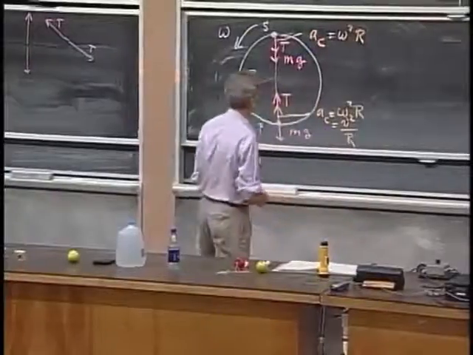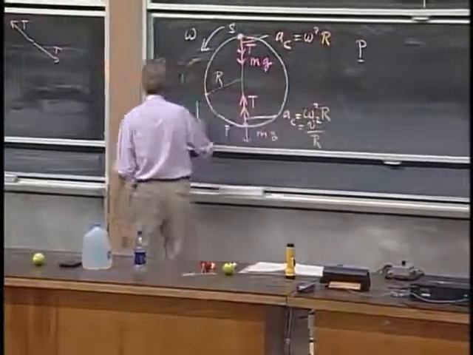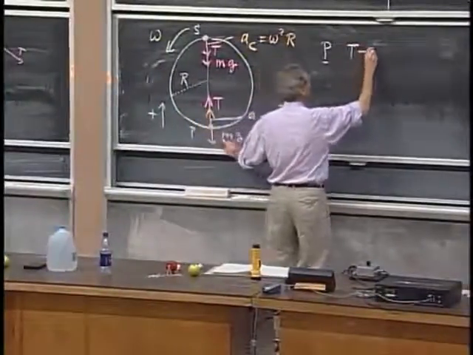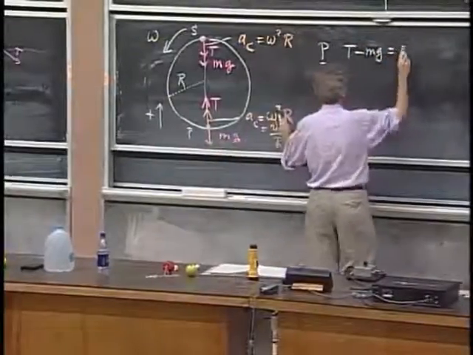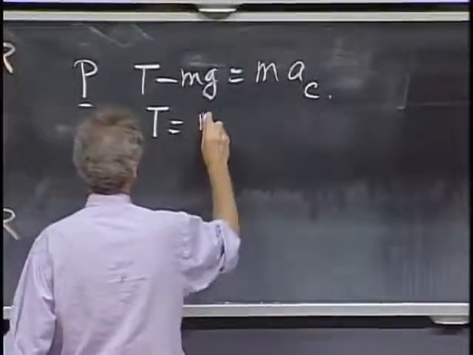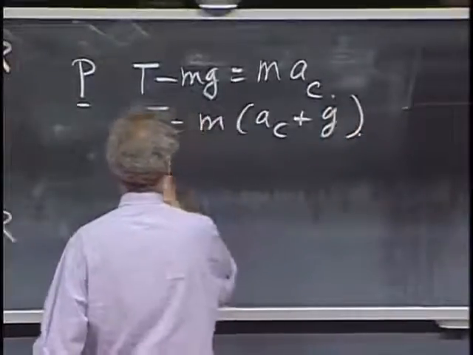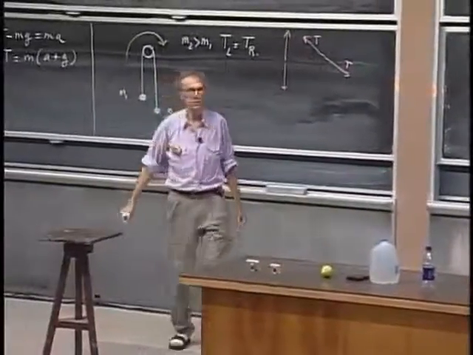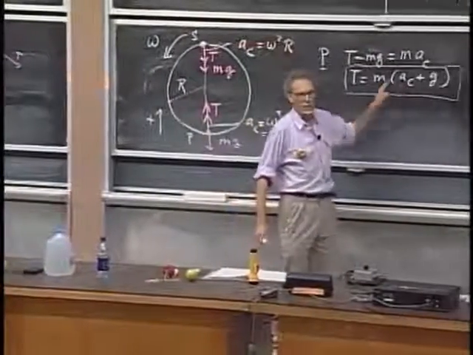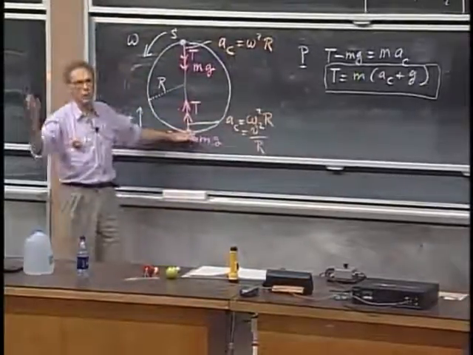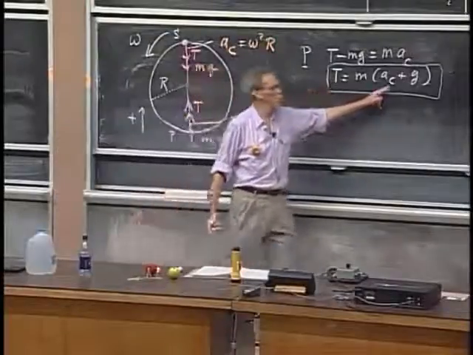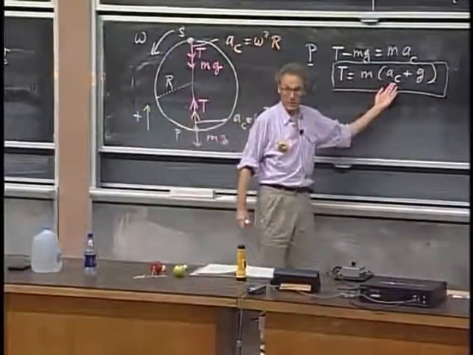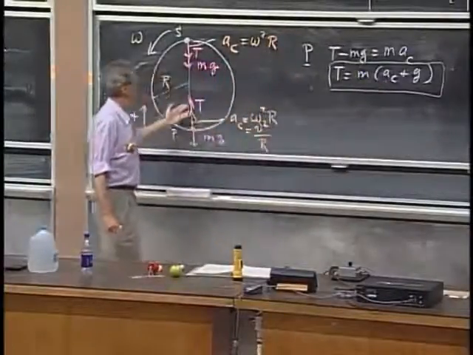Let's now evaluate first the situation at P. I will call this plus, and I'll call this minus. So what I get now is that T minus mg must be m times the centripetal acceleration. So T must be m times the centripetal acceleration plus g. Hey, that looks very familiar. It looks like someone is being accelerated in an elevator. Almost the same equation. If the centripetal acceleration at this point, for instance, were 10 meters per second squared, then you would weigh twice your normal weight. The tension here would be twice mg. If this were 5 meters per second squared, then you would be 1.5 times your weight.